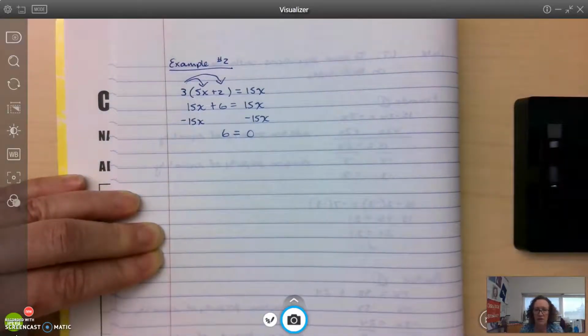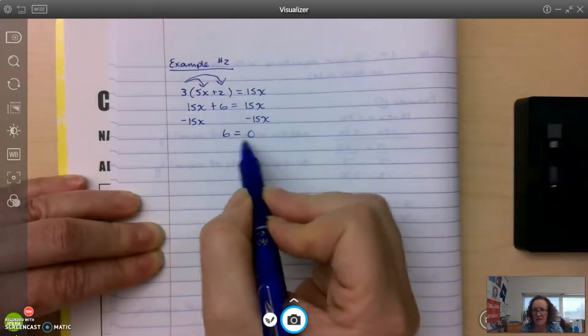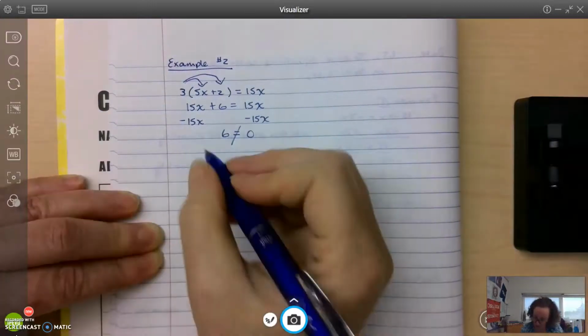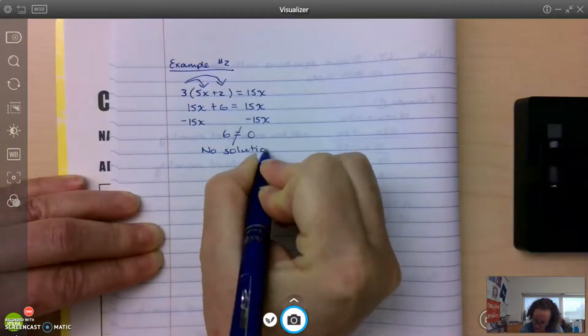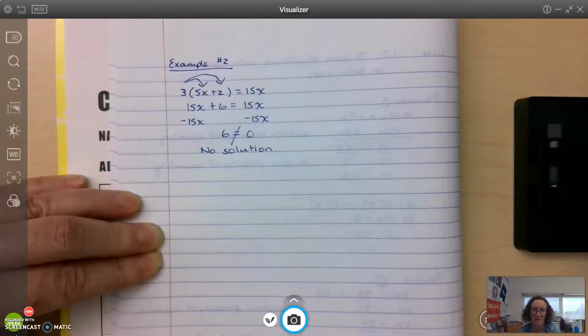So my question of you is, does 6 equal 0? Can it ever equal 0? So when I'm doing this and I have variables on both sides, and I end up with a statement that is not true, 6 does not equal 0, we say that this equation has no solution, because there is no value for x that is ever going to make that equation true. So I don't need to check, because there's nothing for me to check in that example. I just say that there's no solution.